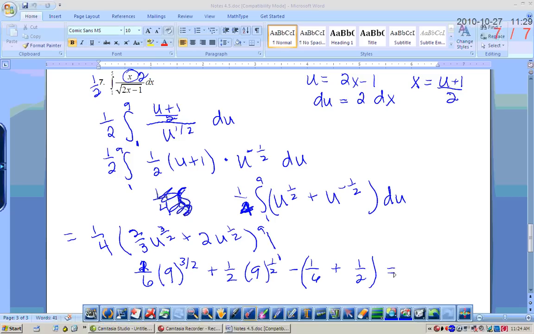All right, what is 9 to the 3/2 power? 27. So we've got 27 over 6 plus 3/2 minus 1/6 minus 1/2. 26/6 plus 1, or 13/3 plus 1, same thing.